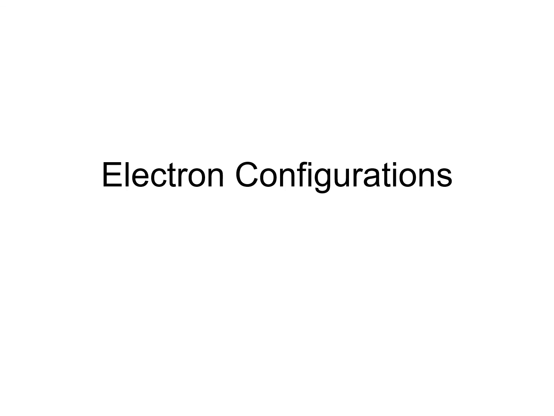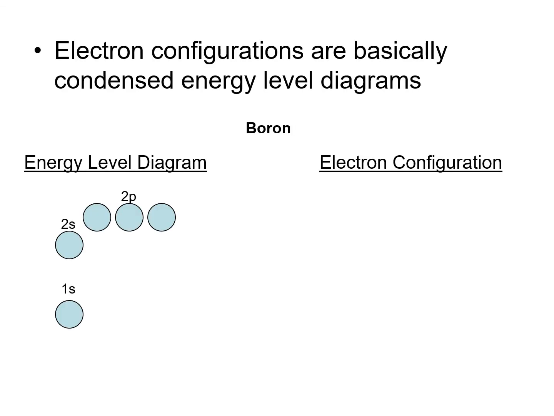Electron configurations. An electron configuration is a simple way of showing an energy level diagram in a much more condensed version. You can imagine if we had an energy level diagram, we could put one electron in the 1s, we can put two, then it's full, put another one in the 2s, two of them makes it full. So if we had 5 electrons, we'd put our last one in the 2p orbital.